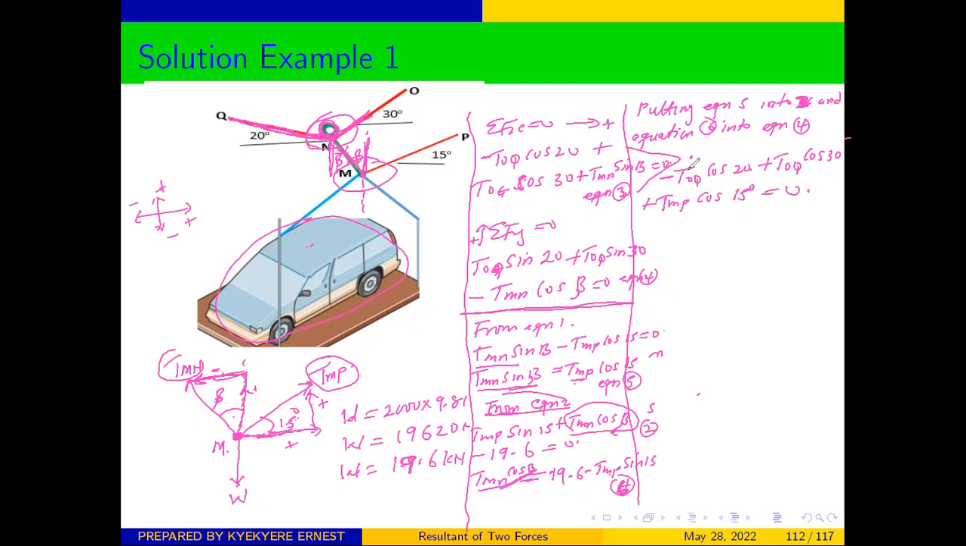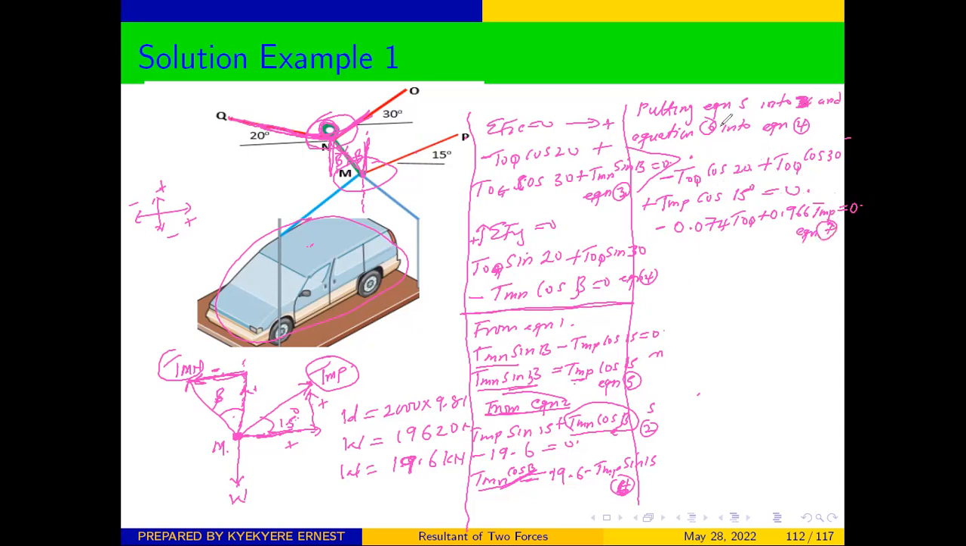And if you simplify that, we are going to get negative 0.074 TOQ plus 0.966 TMP is equal to 0. And we can call this now our equation 7.